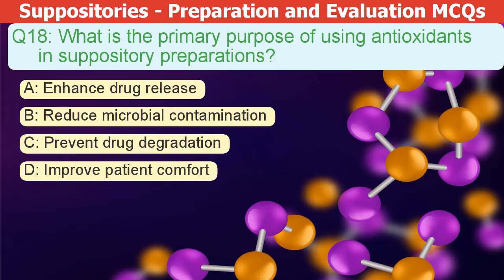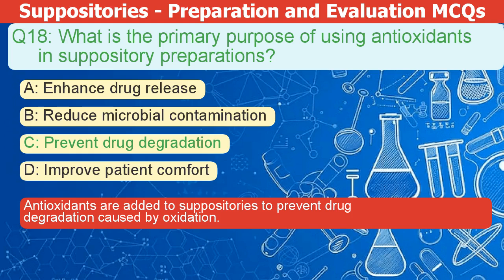What is the primary purpose of using antioxidants in suppository preparations? A. Enhance drug release. B. Reduce microbial contamination. C. Prevent drug degradation. D. Improve patient comfort. The correct answer is C. Antioxidants are added to suppositories to prevent drug degradation caused by oxidation.